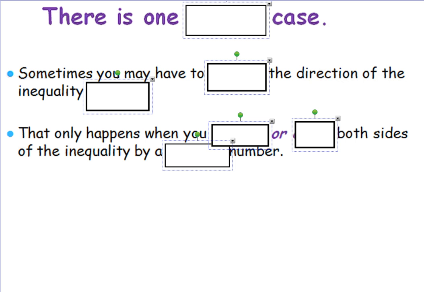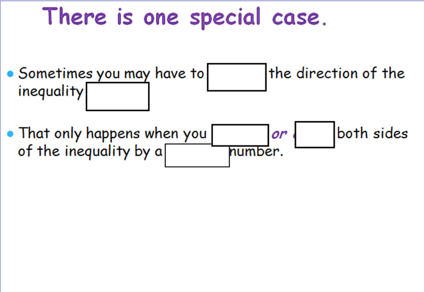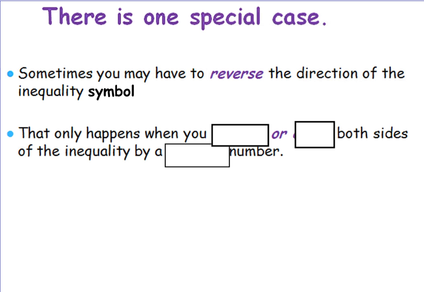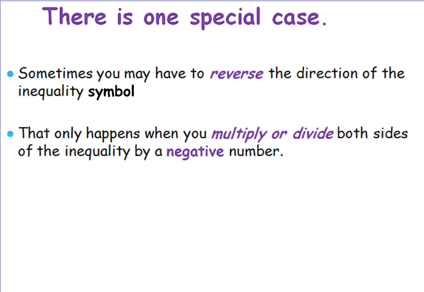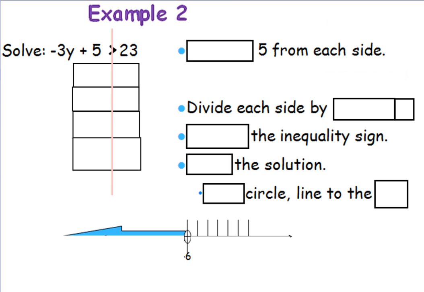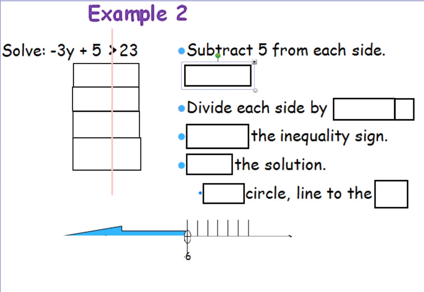One more quick one. There's one special case. Sometimes you may have to reverse the direction of the inequality symbol. And this only happens when you multiply or divide both sides of an inequality by a negative number. For our example, I'm going to subtract 5 from both sides.